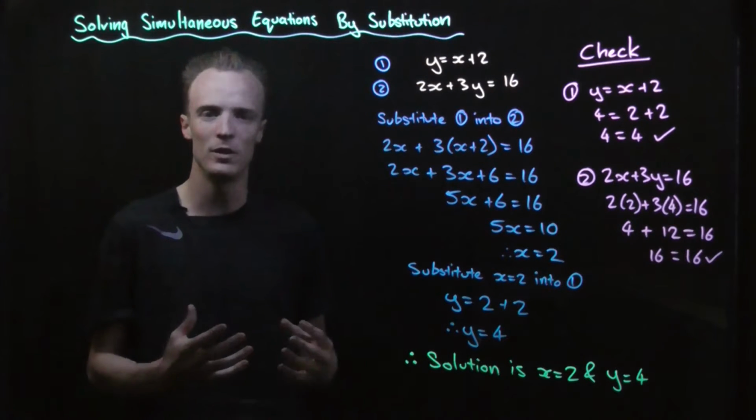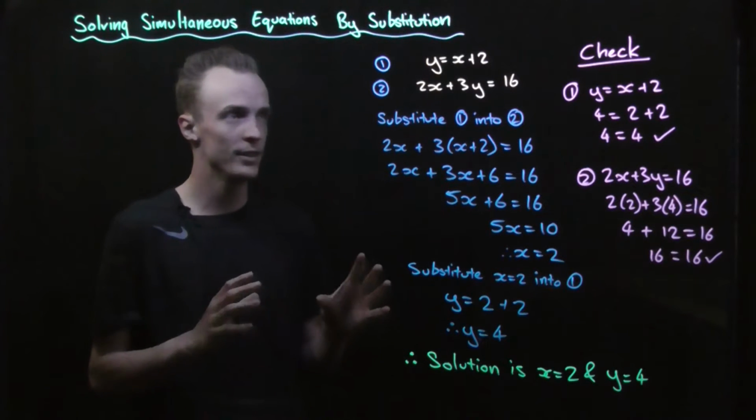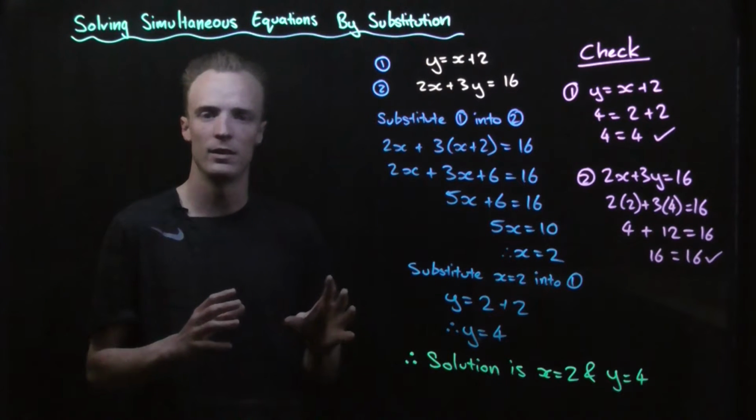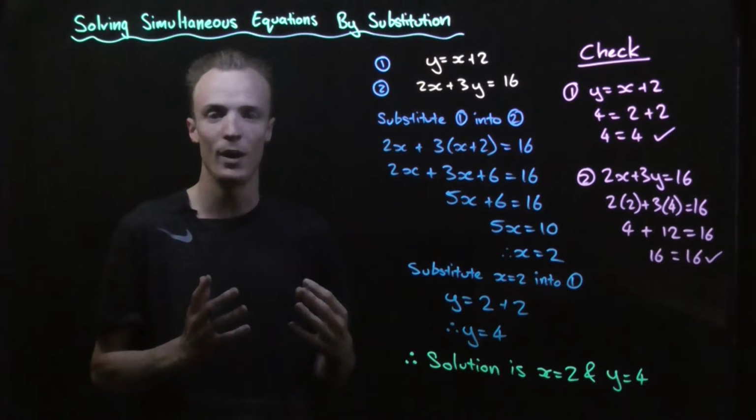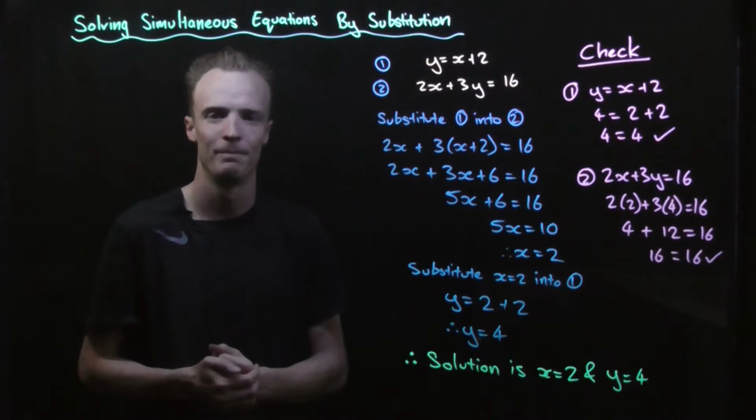And this is how we use substitution to find the solution for simultaneous equations. But let's take a look at the bicycle problem that we had in our previous video.